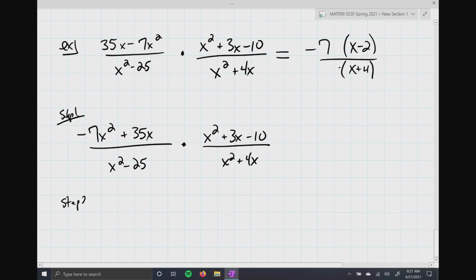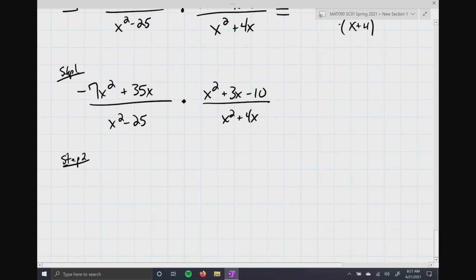Step 2, let's go ahead and factor everything. So the numerator, first fraction, I could definitely factor out a negative 7x. That's going to give me x minus 5. Okay? Denominator, difference of squares: x plus 5, x minus 5. All right, put a multiplication symbol.